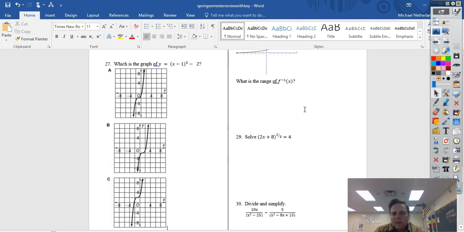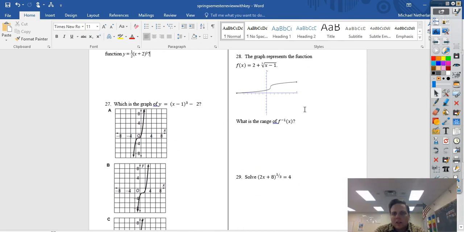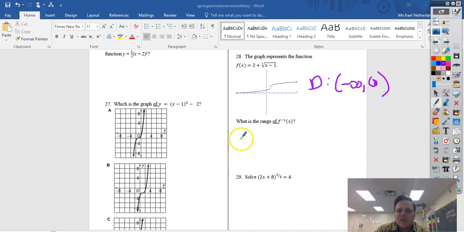The graph represents the function. I'm struggling. The graph represents this function, okay, right here. What is the range of the inverse? Okay, take a moment to figure out this guy's domain. The domain of the original is the range of the inverse. So this guy's domain is all real numbers. So then, what is the range of this guy? That's right. The range of the inverse is all real numbers.